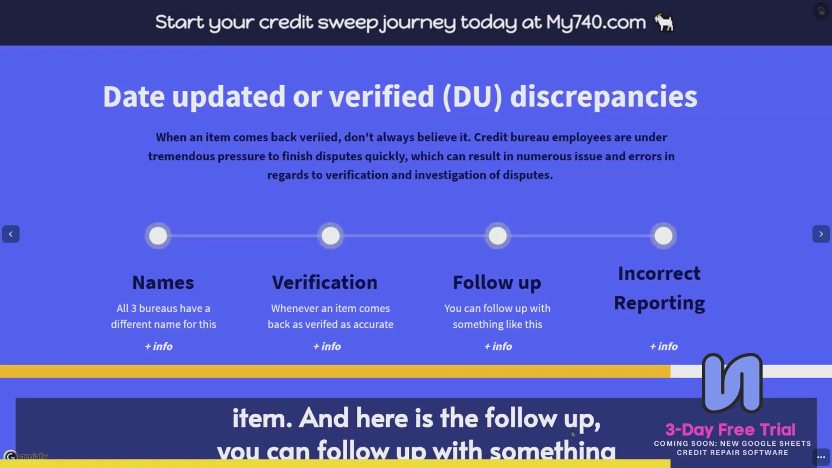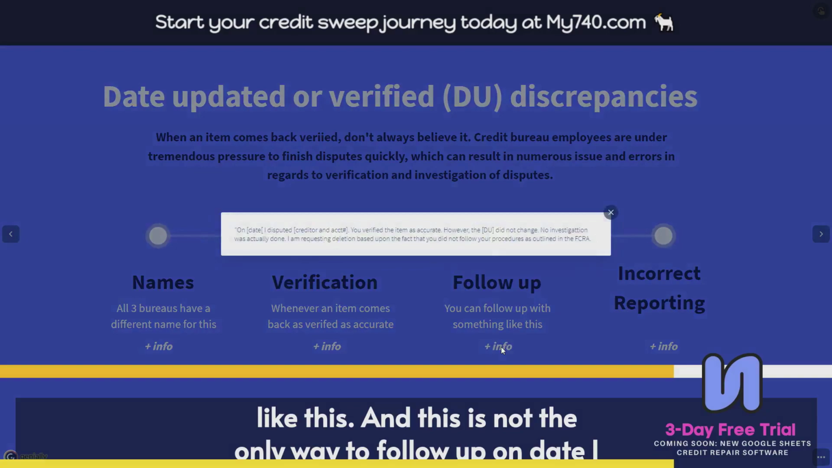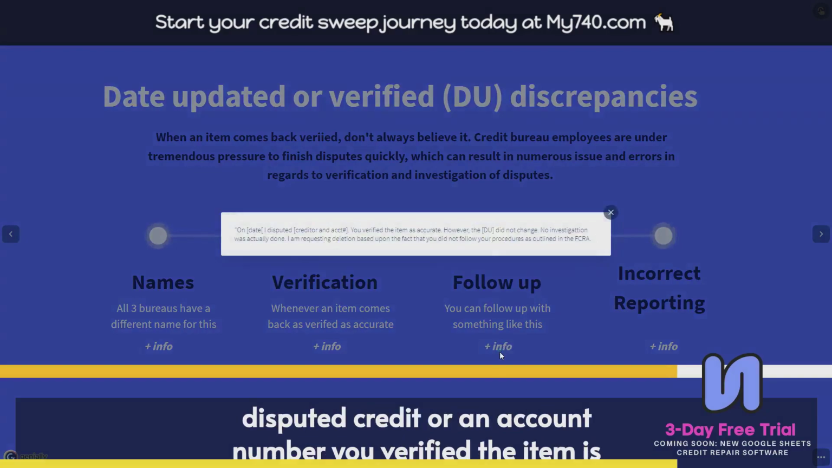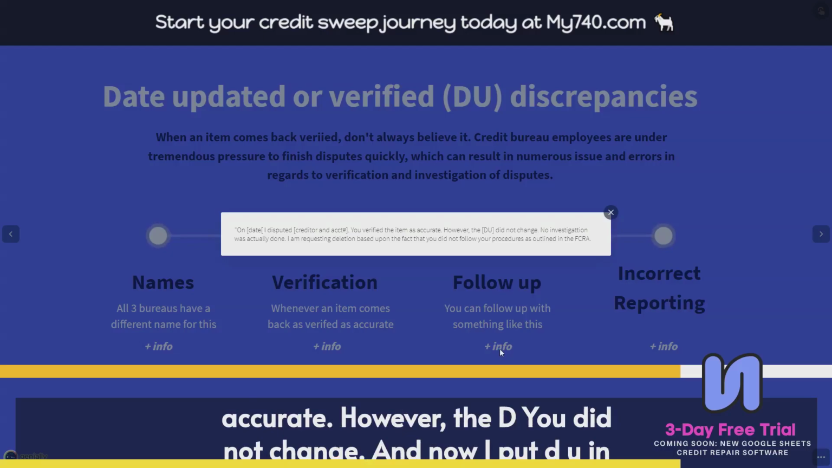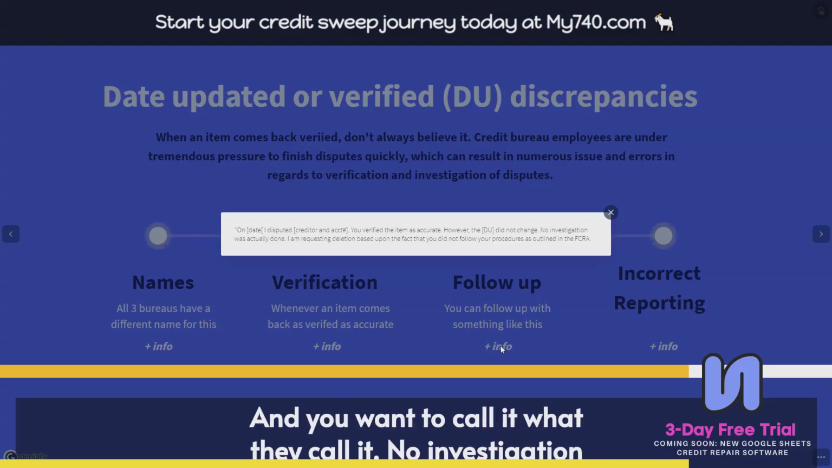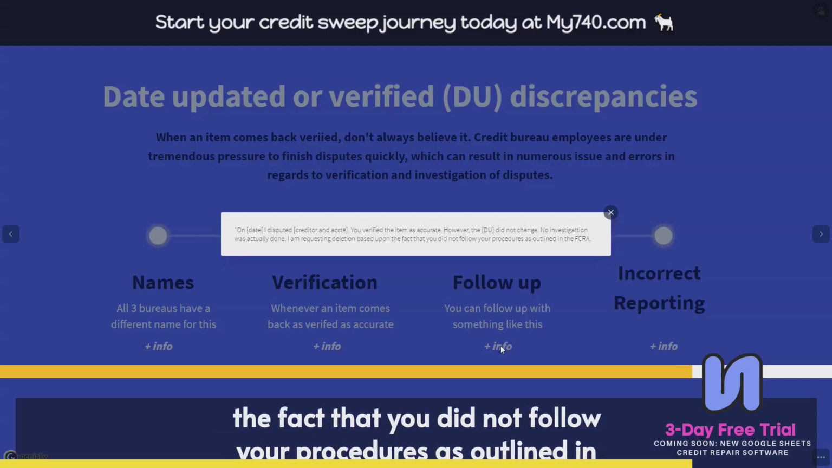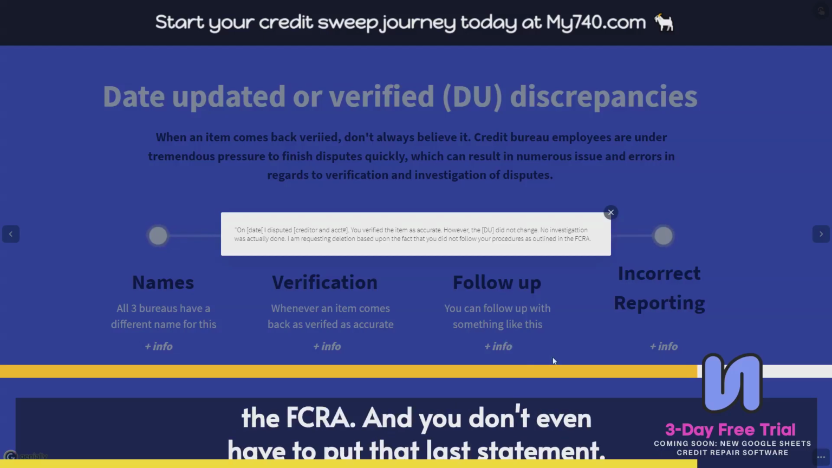And here is the follow up. You can follow up with something like this. And this is not the only way to follow up. On date, I disputed creditor and account number. You verified the item is accurate. However, the DU did not change. And now I put DU in the brackets because each bureau calls it something different and you want to call it what they call it. No investigation was actually done. I'm requesting deletion based upon the fact that you did not follow your procedures as outlined in the FCRA. And you don't even have to put that last statement.